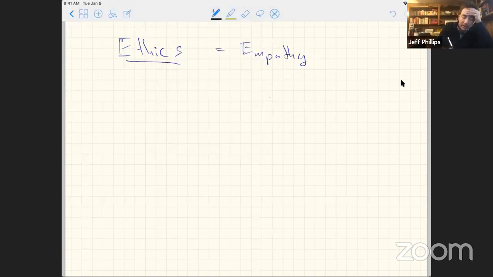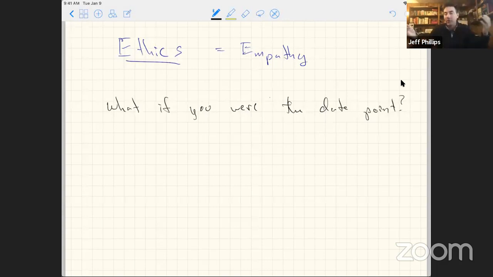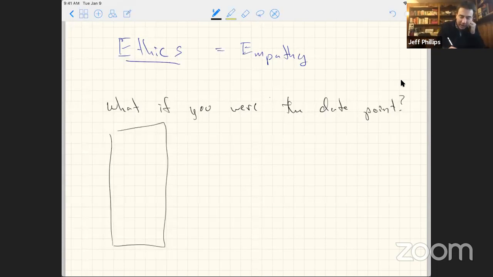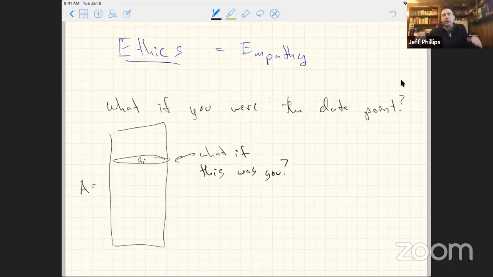And so my view is you should think of this with empathy, where you should be thinking: what if you were the data point? Okay, so we're often thinking about dimensional reduction and regression. We're thinking of the data as this matrix A, and each row in here is a_i, right? So what if this was you?